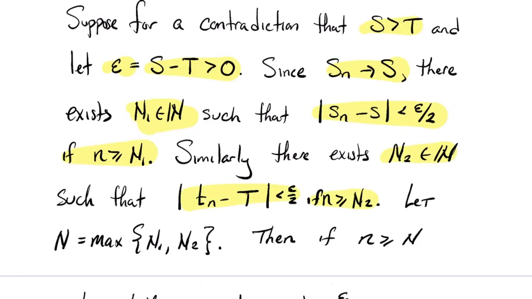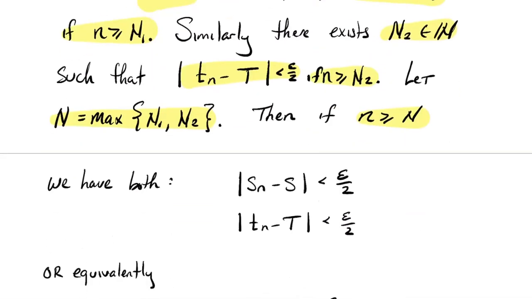If you want them both to happen at the same time, well, you just take your index capital N to be at least the maximum of those two things. So if you exceed that value of capital N, then we get both of these quantities. Both Sn minus S is less than epsilon over 2, and Tn minus T is less than epsilon over 2.